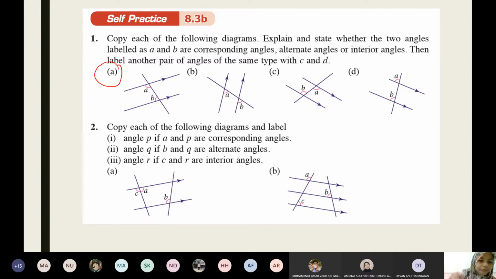So untuk A, A dan B adalah interior angles. Interior angles sebab dia membentuk macam U dekat situ. Okay, so make sure macam saya kata the lines are parallel to each other, baru kita consider dia sebagai interior angles. Okay, for question B, alternate angles.